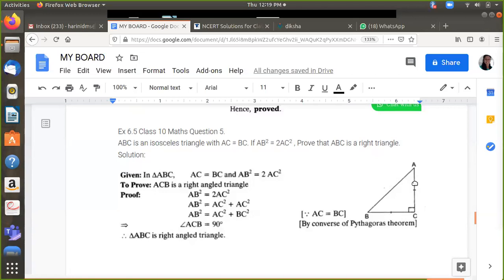But already I know my AC is equal to BC. So one of the AC can be converted to BC. I can just remove this AC and put BC there because it is given AC and BC are equal. So now see how the equation changes. It becomes AB square is equal to AC square plus BC square.